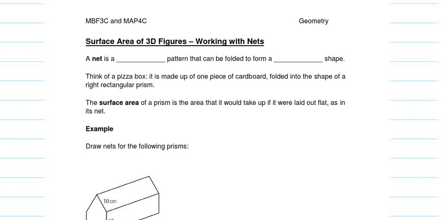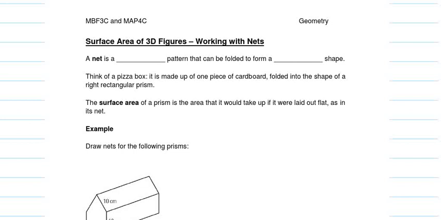Okay, so today we're going to start working with 3D shapes. We're going to find the surface area of the 3D shapes and the volume of the 3D shapes. But before we do that, we are going to look at what these 3D shapes are made of. How do we form that 3D shape? If I'm looking at a 3D shape, I'm going to have to look at the nets.